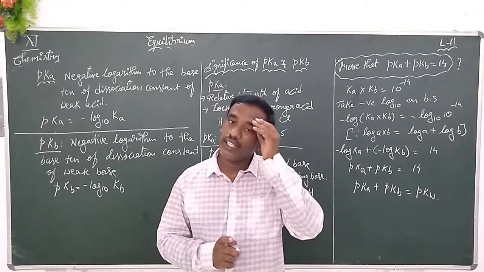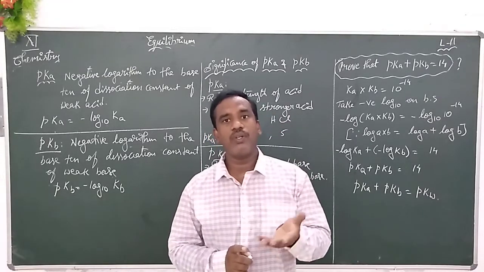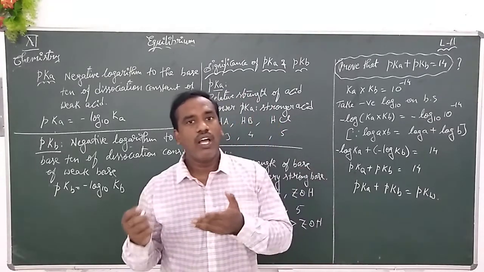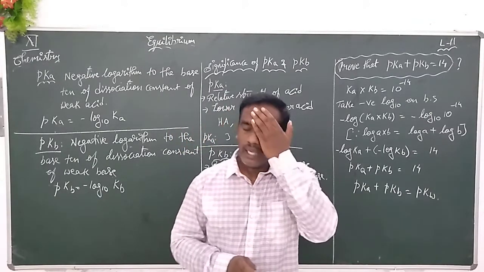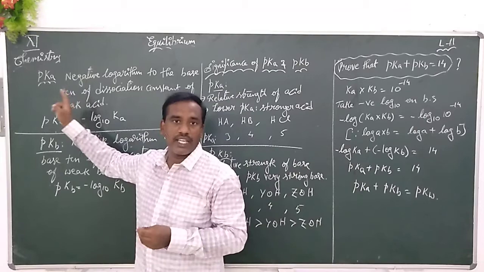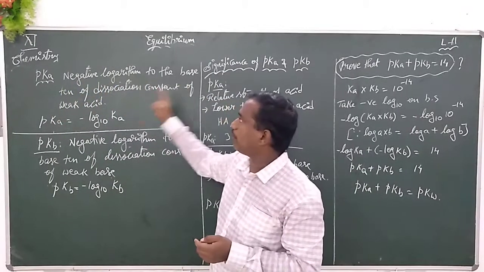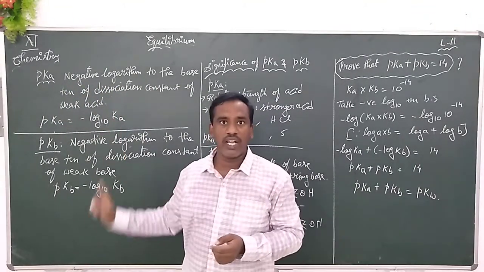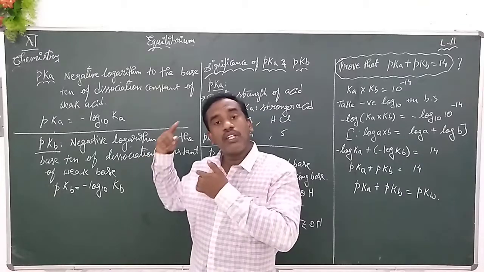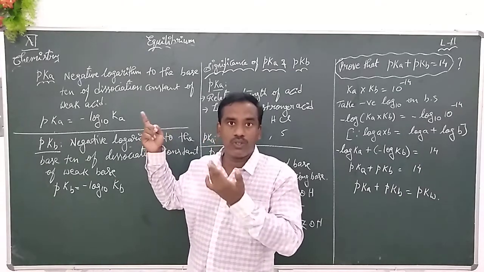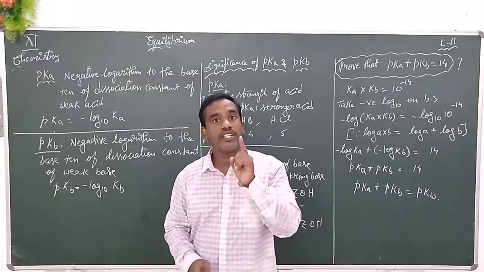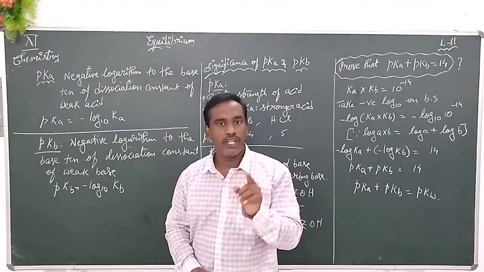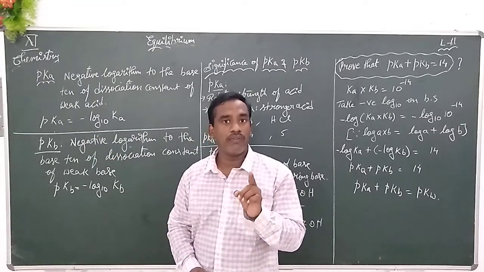Generally, when Ka is a very large value, we said it is a strong acid. But now, pKa is the negative logarithm to the base 10 of the dissociation constant of the weak acid. So whenever Ka is very large, the acid is very strong. But for pKa, whenever it is low, the acid will be very strong.